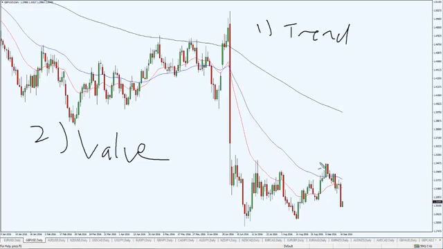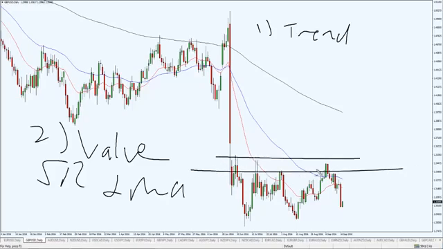There are a few ways you can define an area of value, like support, resistance, or even moving averages, which are dynamic support and resistance. In this instance, I use just very plain old vanilla resistance over here. You can see this is an area of resistance.